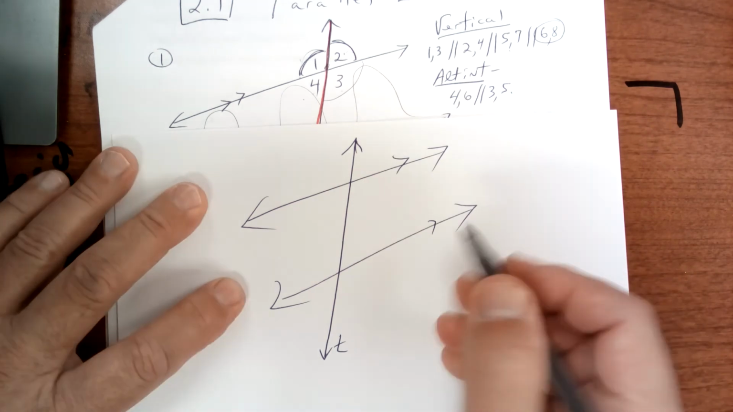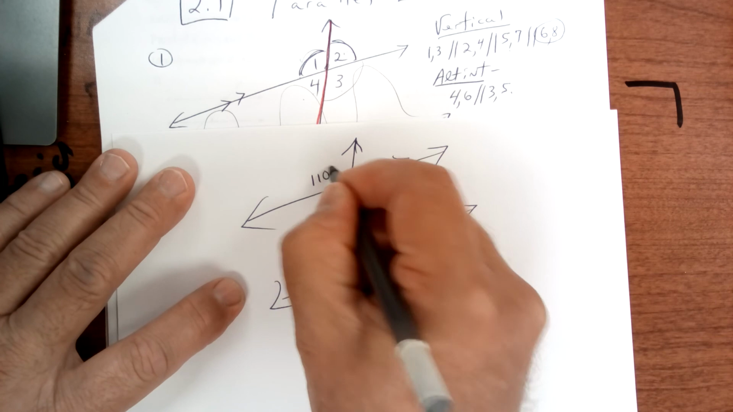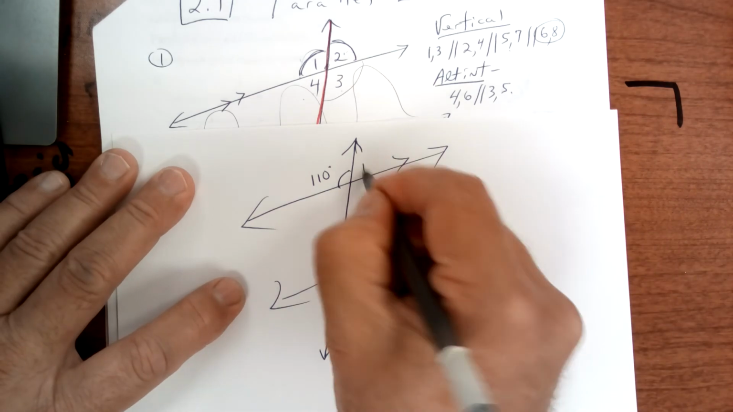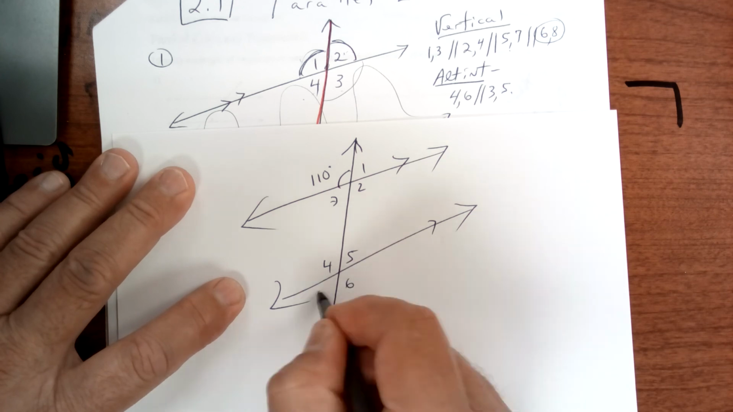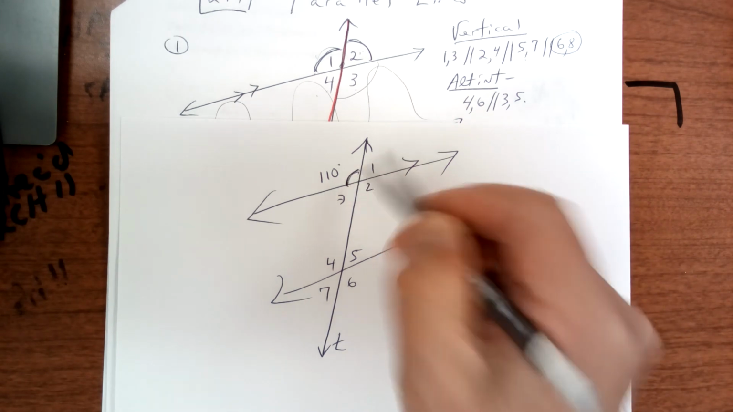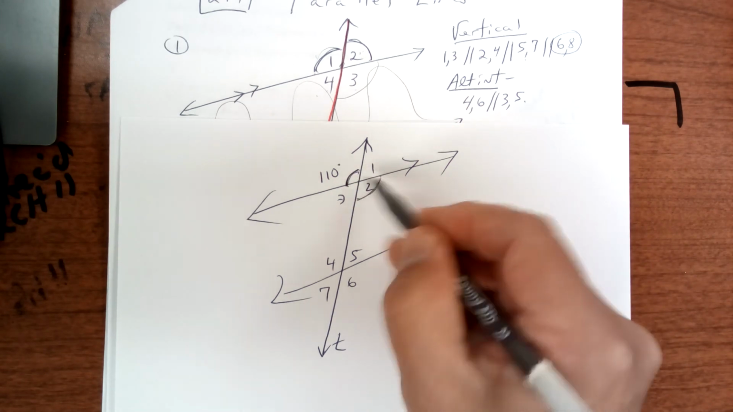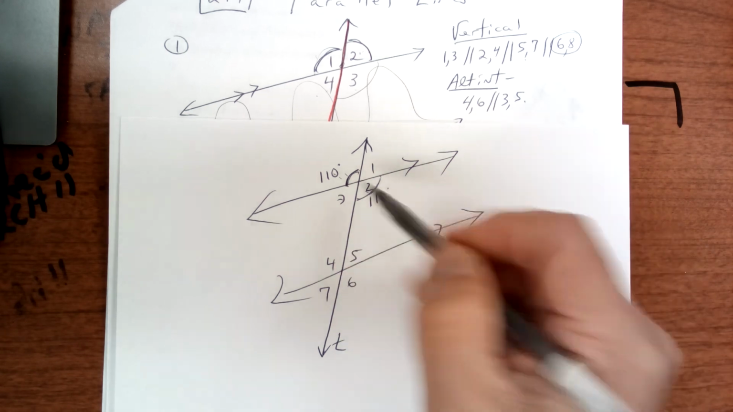Let's say this is 110 degrees. And then put 1, 2, 3, 4, 5, 6, 7. All right, like that. Copy that down. All right, so if this is 110 degrees, this one and this one are vertical, so they're equal. So put 110 degrees. Remember, verticals are always equal.